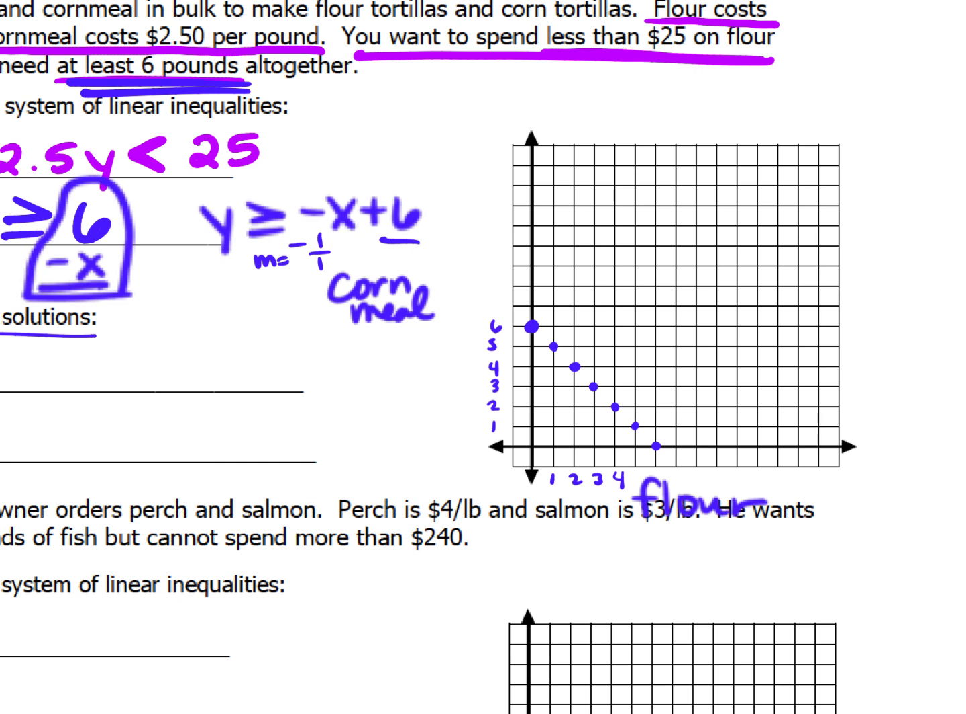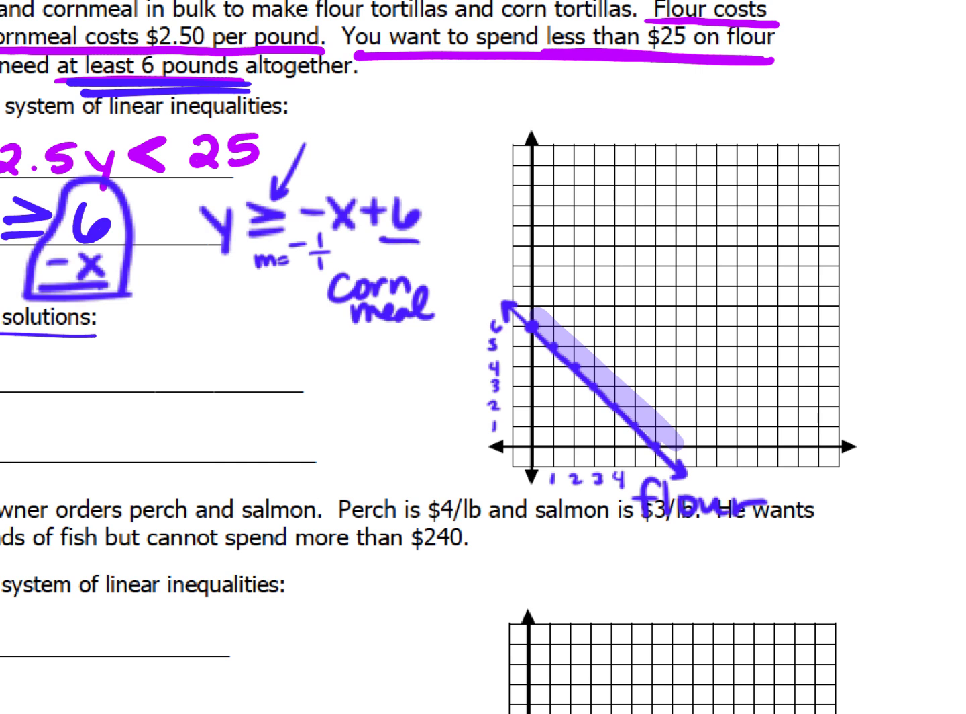Is this dotted or solid? That is solid. Solid because of this greater than or equal to. Okay, so this goes here. Where do I shade? Greater than, above. I'm going to show you another way that you could do this because I think some of you on the quiz were getting confused on the shading part of it. But for right now, we're just going to shade like this.